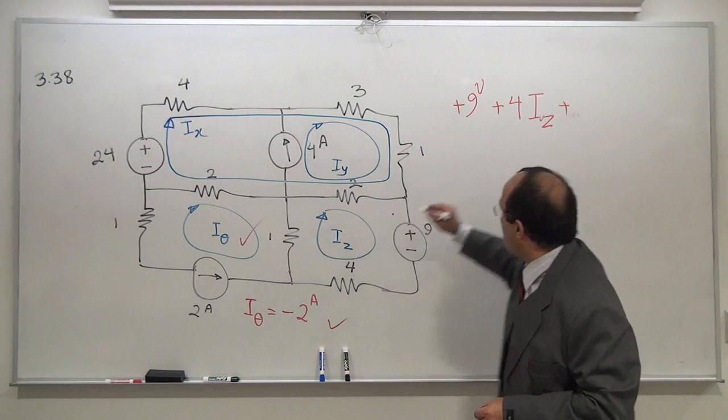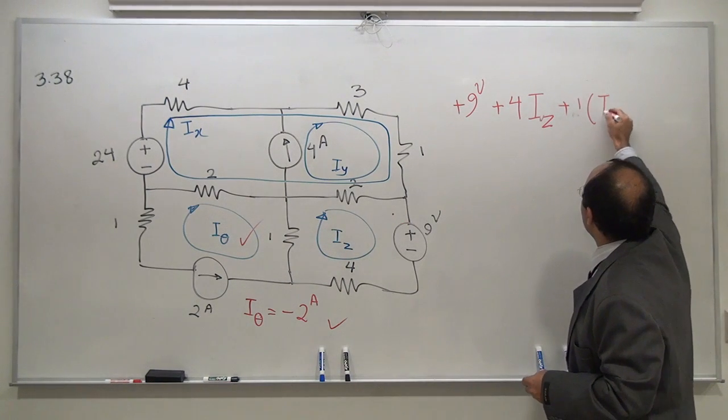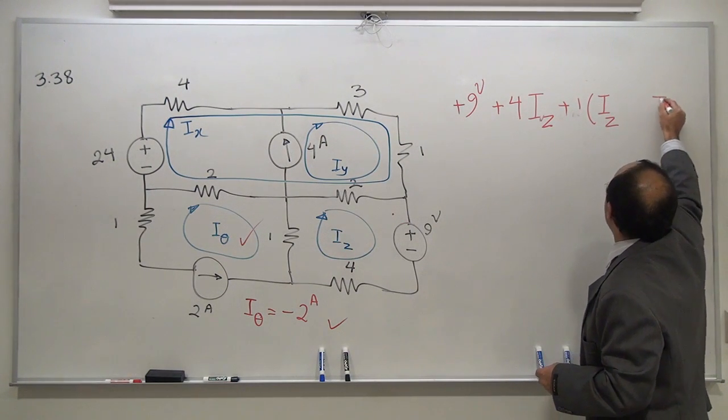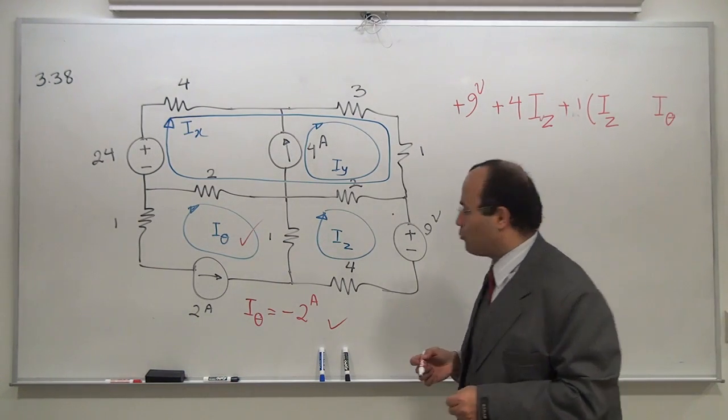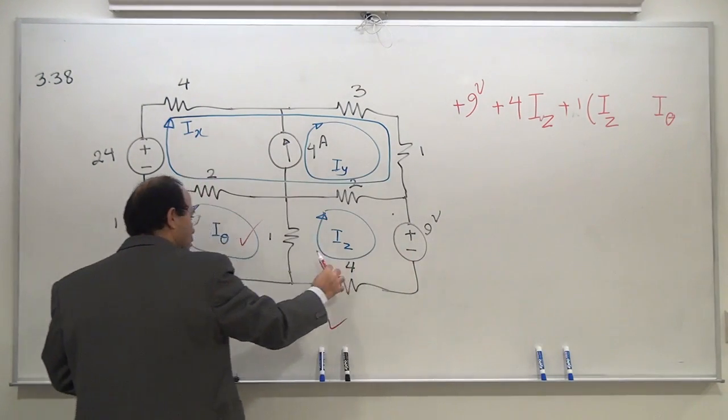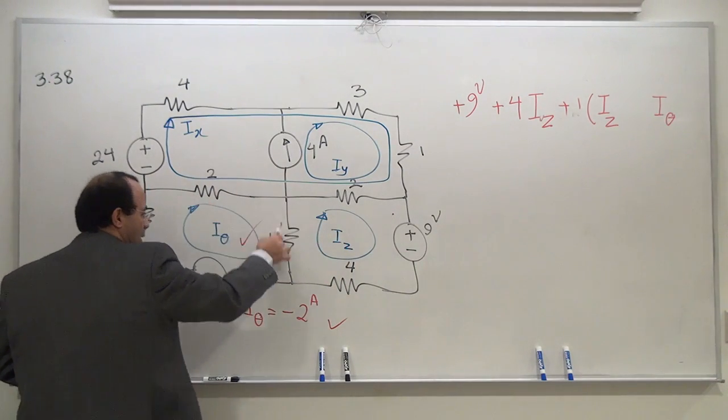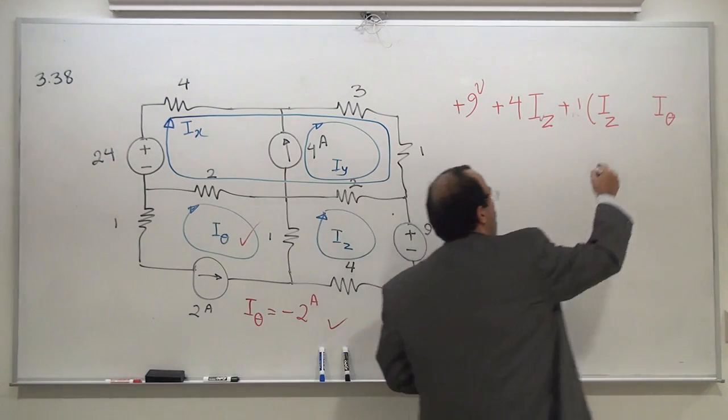Then I'm going to see 1 ohm. Iz is the master. I theta is the slave. Are they opposing or agreeing with each other? This is Iz going up. This is I theta coming down. Therefore, they are opposing each other.